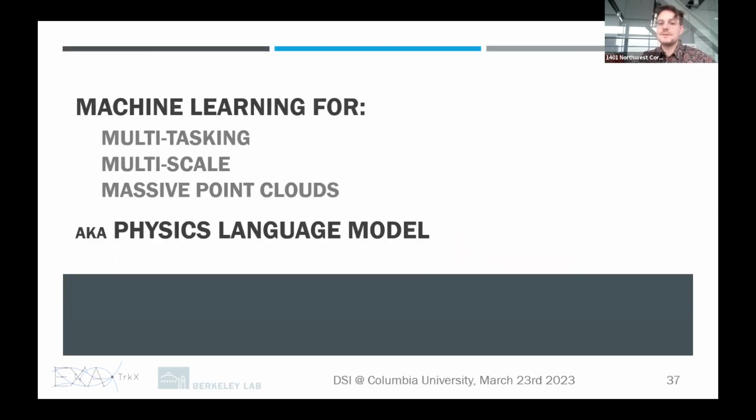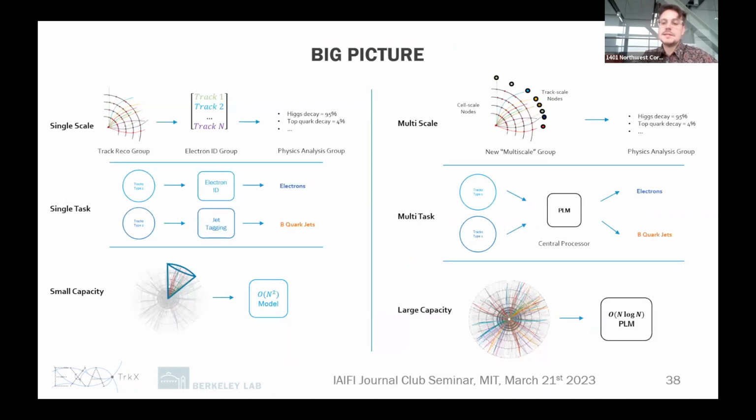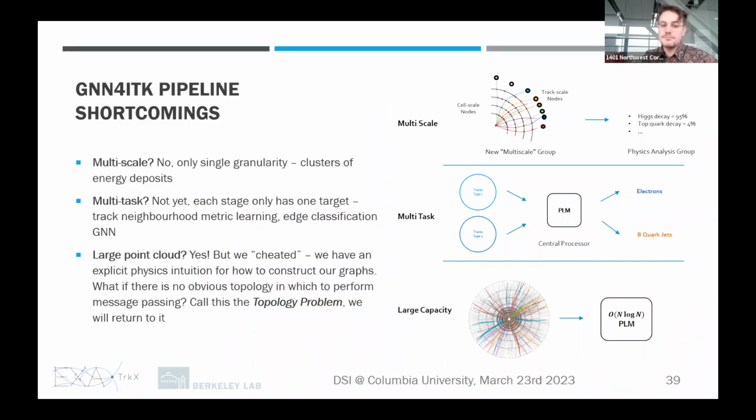So okay, that was just a deep dive into an example of a task that we can solve with graph networks and point clouds. But again, I want to return to this picture: that was a single scale, a single task, and okay, maybe we've solved this small capacity problem. Again, we only used a single granularity, which is energy deposits of the clusters. At the moment, it's a single task, which is track reconstruction. And okay, we think we have a better handle on applying a GNN to 300,000 points, but we cheated, right? I mean, we had an explicit physics intuition for how to construct the graph. What if we don't know how hits should be connected?